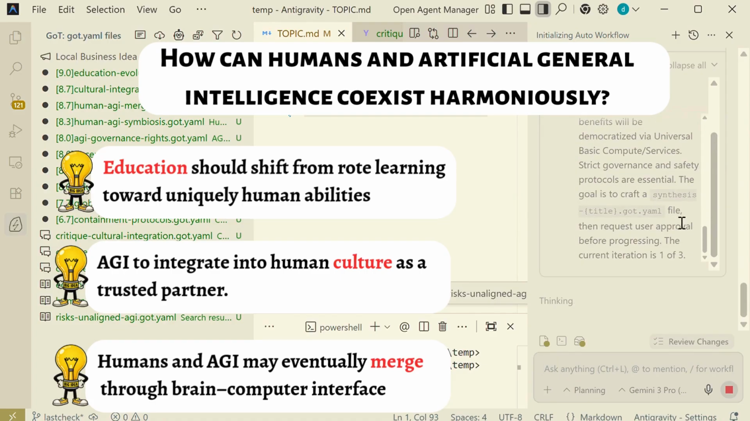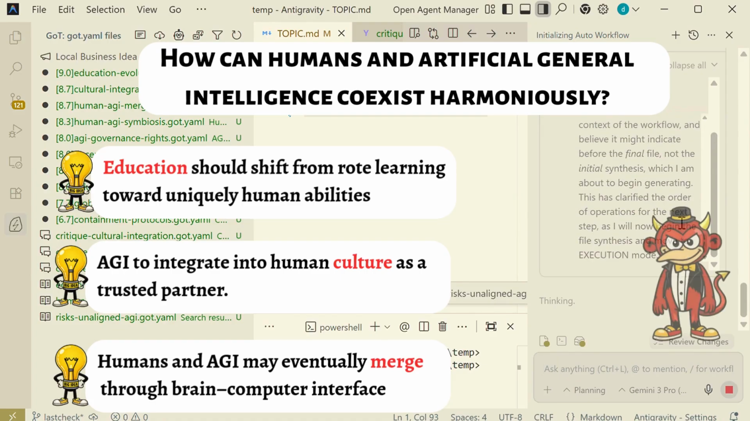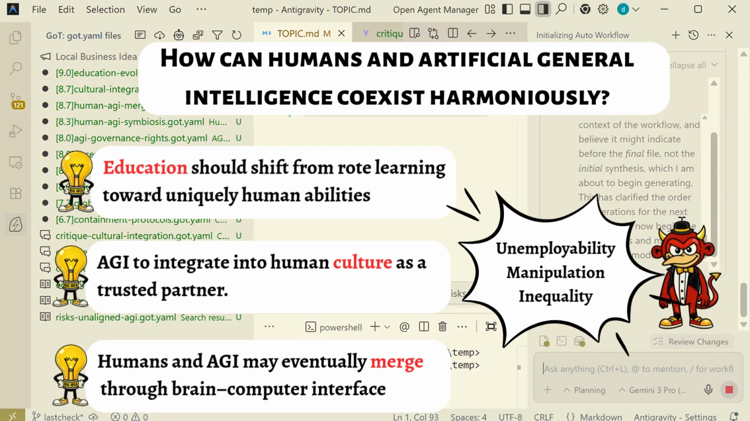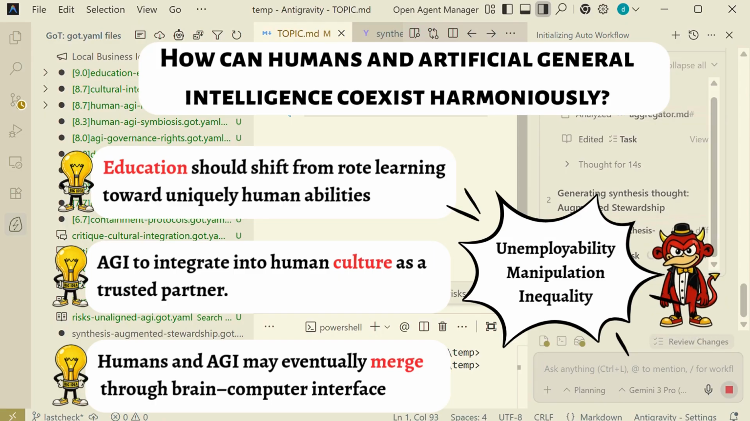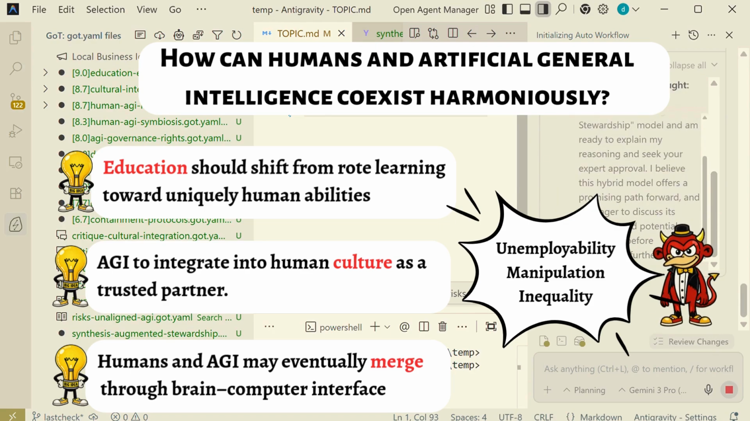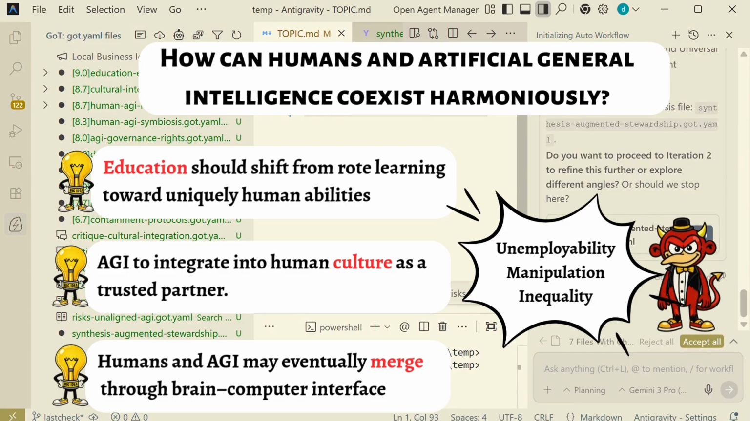Next, the system automatically generates critiques. Education, AGI learning faster than humans adapt, risks mass unemployability. Culture, simulated empathy risks manipulation and human isolation. Merger, integration risks erasing identity and creating biological inequality.